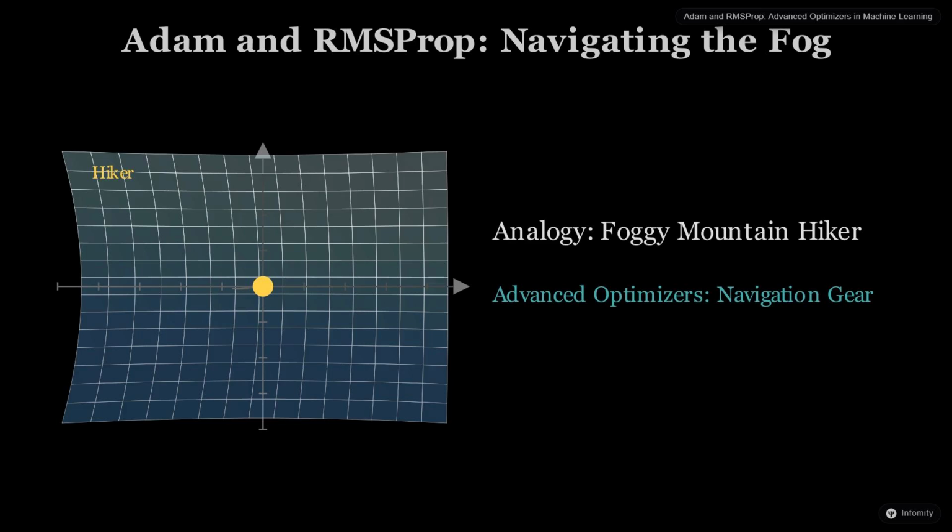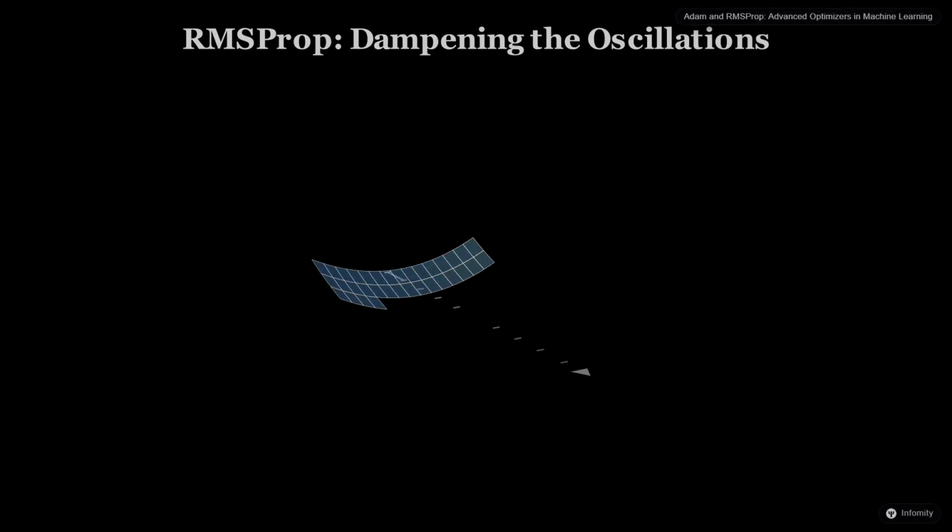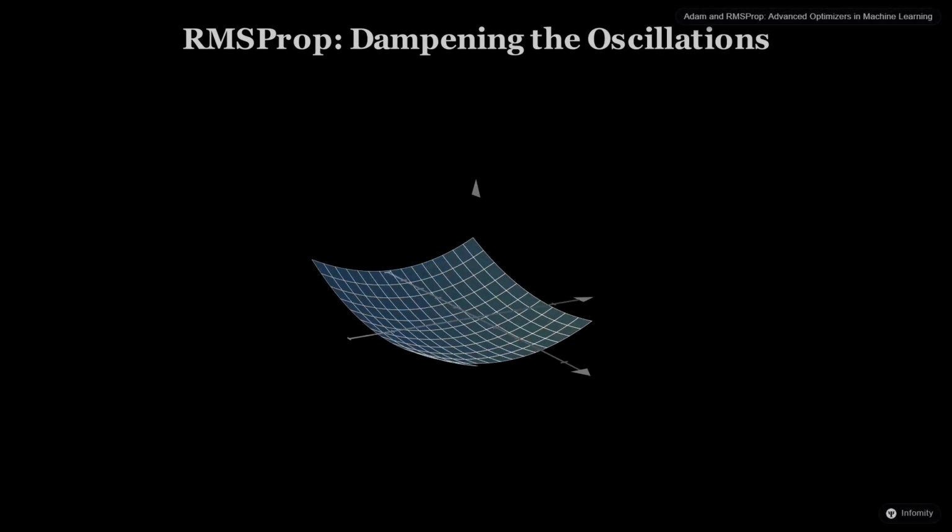Standard methods often get stuck or wobble aimlessly, but advanced optimizers act like high-tech navigation gear, smoothing out the path and accelerating toward the goal. When we use standard gradient descent in a narrow valley, the updates often bounce back and forth between the walls rather than racing down the center.